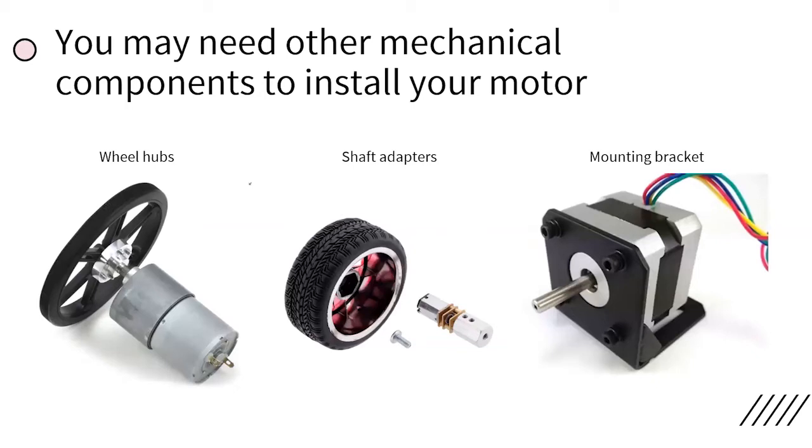So in addition to the driver and the electrical side of things, you also want to consider the mechanical components of your system. If you want to mount a wheel to your motor, for instance, you may have to consider buying wheel hubs in order to actually mount it. Or let's say you already have wheels, but the shaft of your motor won't fit into the wheel hub. In that case, you have to buy a shaft adapter to fill in that gap.